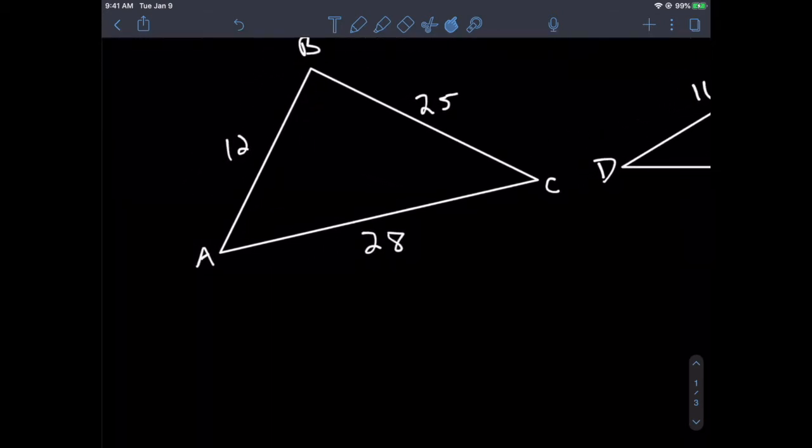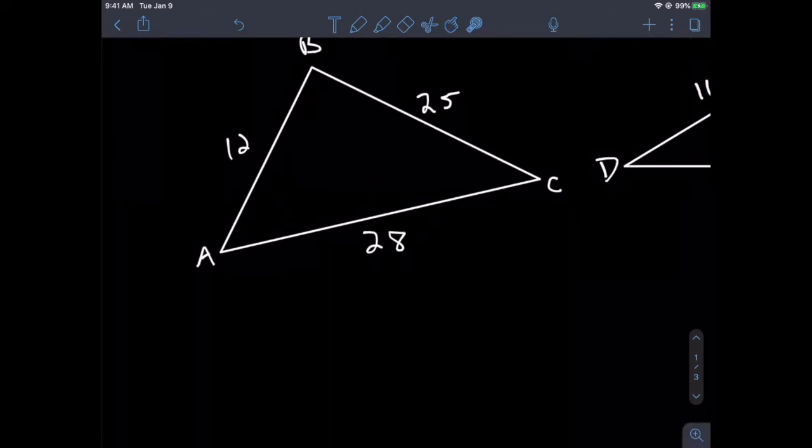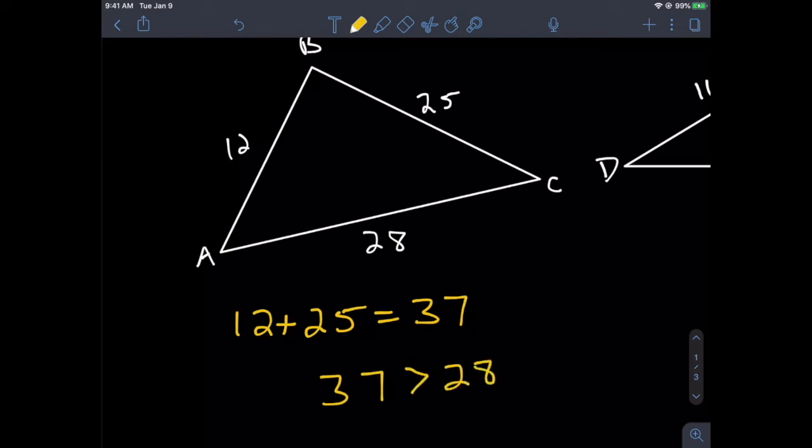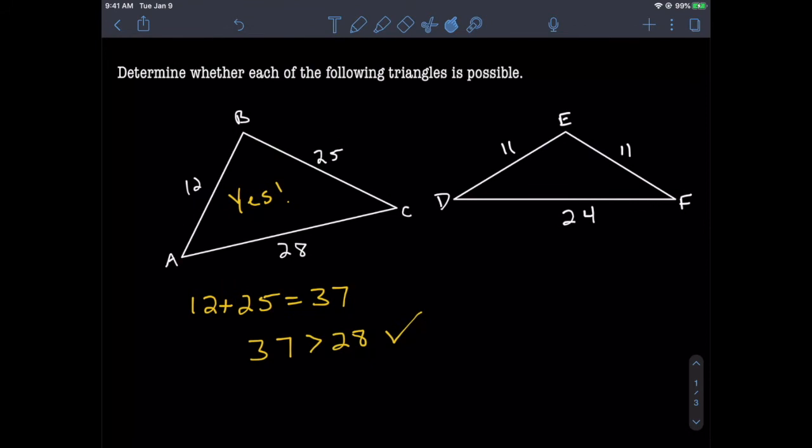Take a look at triangle ABC. To show this triangle is possible, we need to show that 12 and 25 together is more than 28. So, let's just add the two things together. 12 plus 25 is 37. Now, is 37 bigger than 28? Well, yeah, of course it is. You know what that means, don't you? This is indeed a possible triangle. Just to reiterate, this is because of the Triangle Inequality Theorem.